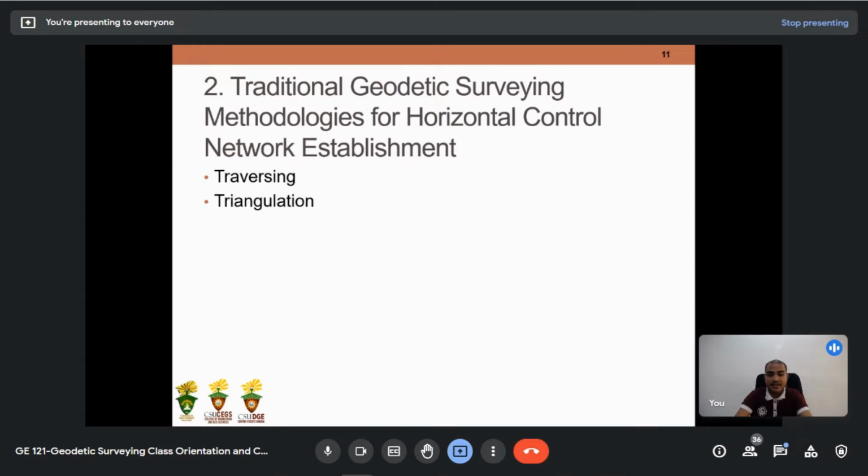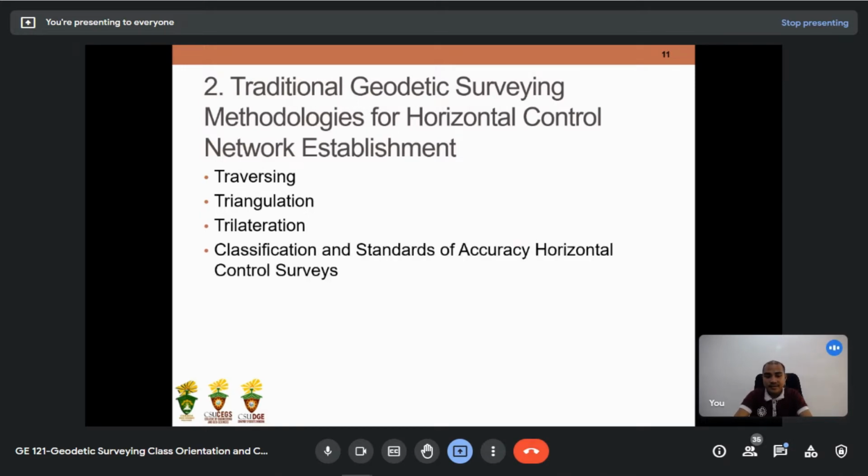Next is triangulation, networks of triangles. We are using angles in the determination of the spatial information of the specific point. And lastly is trilateration. Trilateration has the same concept as triangulation, but trilateration uses the sides instead of angles.